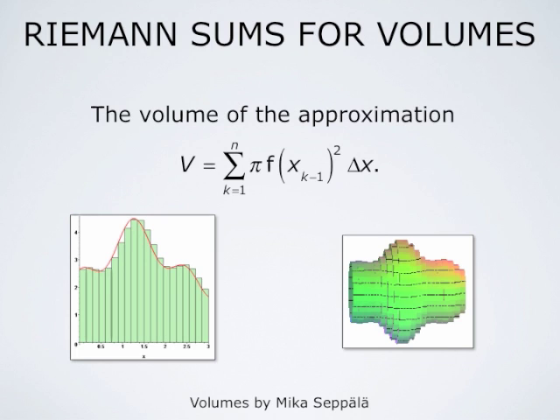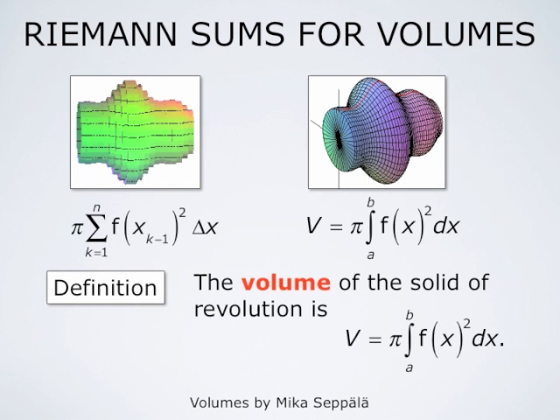Now we take all approximating cylinders, therefore we have to take a sum as k goes from 1 to n of these quantities pi times f at x_{k-1} squared delta x. And this now looks like a Riemann sum. For computational convenience, we may want to bring pi outside of summation and therefore also outside of integration. That we of course may do, and therefore we conclude that the approximation for this solid of revolution has the volume pi times summation k from 1 to n of f at x_{k-1} squared delta x.